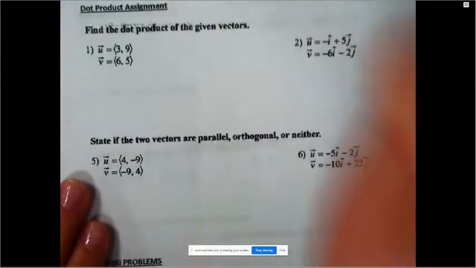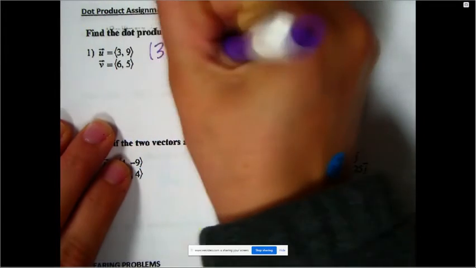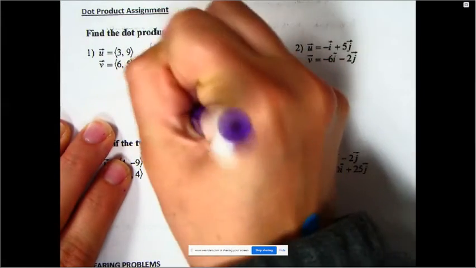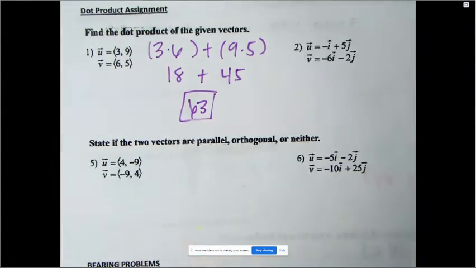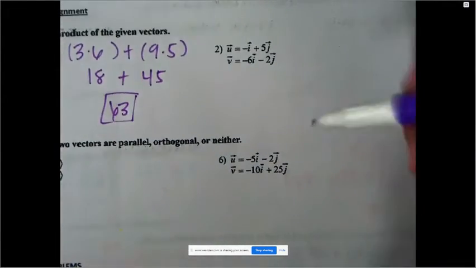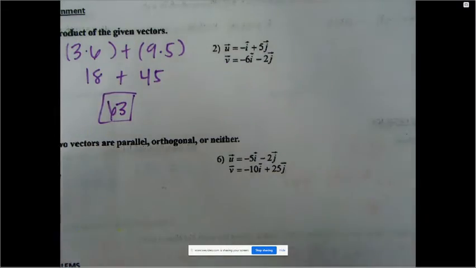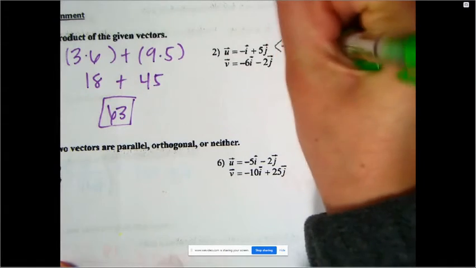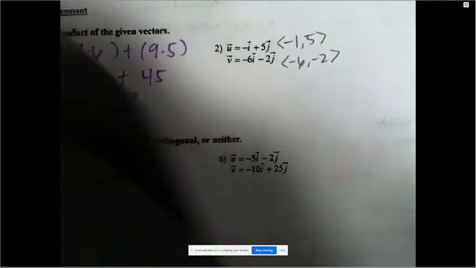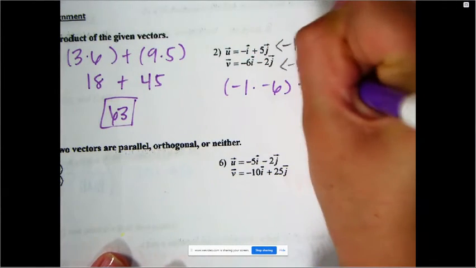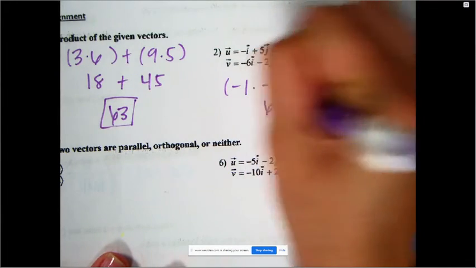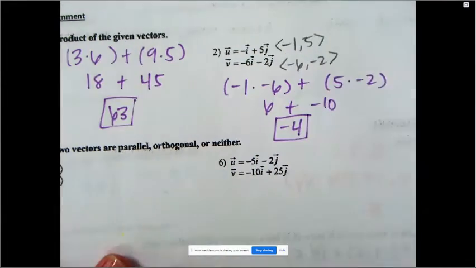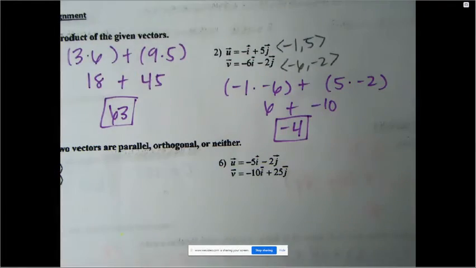Okay, let's check our answers. So, dot product. What you should have done is 3 times 6 plus 9 times 5. That gave you 18 plus 45. The dot product is 63. Did you get it? Good job. This one, you're doing the same thing. It's just in linear combination. Let me switch it for you. If you don't want it to be in linear combination, this is 1, 5. This is negative 6, negative 2. So still following the same process. You'll do negative 1 times negative 6 plus 5 times negative 2. 6 plus negative 10 is negative 4. You got that? Good job.